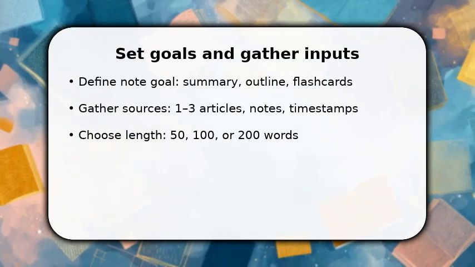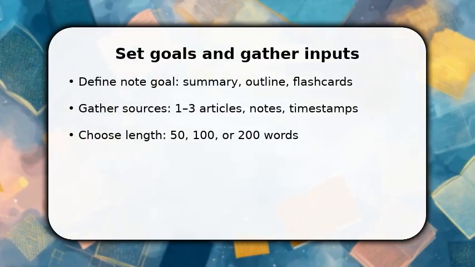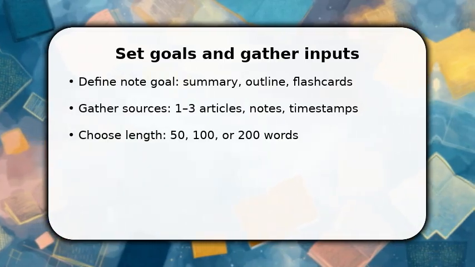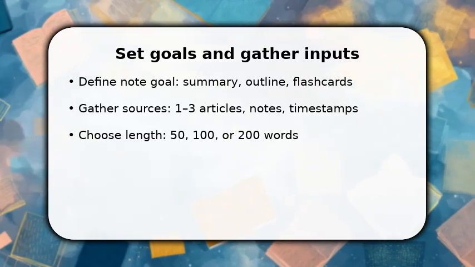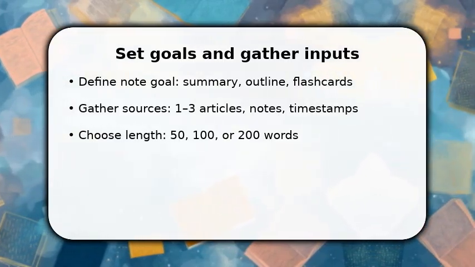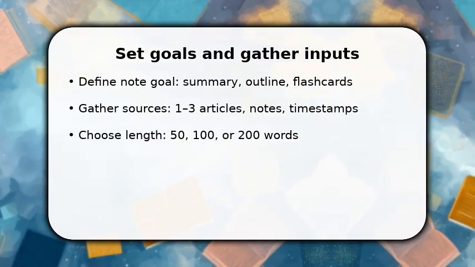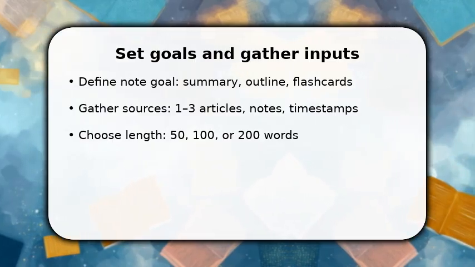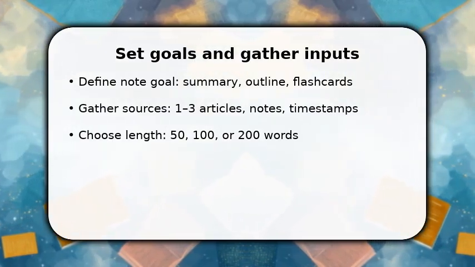You start by naming a clear goal: summary, outline, or flashcards, so ChatGPT knows the end product. Once you've picked sources, paste 3 short excerpts or list timestamps. This gives context and prevents hallucination. Then tell the model your preferred length, 50, 100, or 200 words, and any tone like formal or casual. Make sure to include key terms to keep in the notes. This first step sets boundaries and saves time on revision.